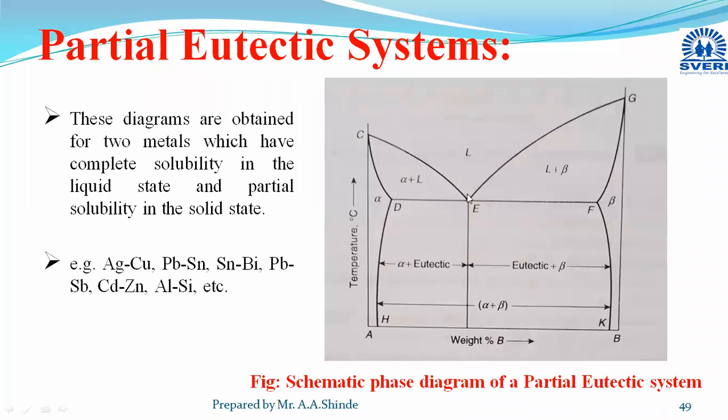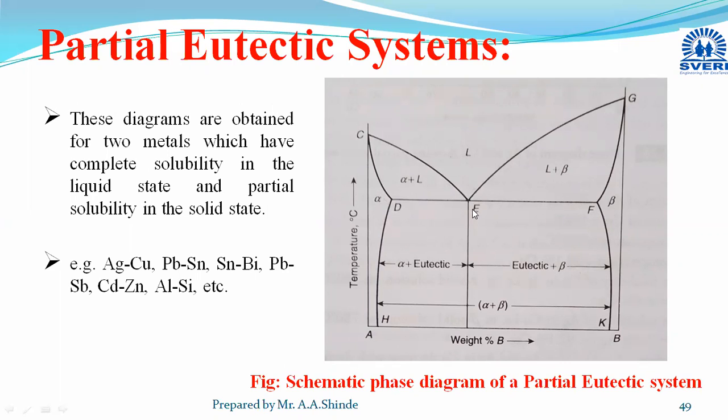Then this diagram has this portion, whichever I am showing by this cursor. This is the eutectic composition. If composition is less than the eutectic composition, it will be hypoeutectic. This left hand side part will be hypoeutectic. All compositions here will be hypoeutectic.